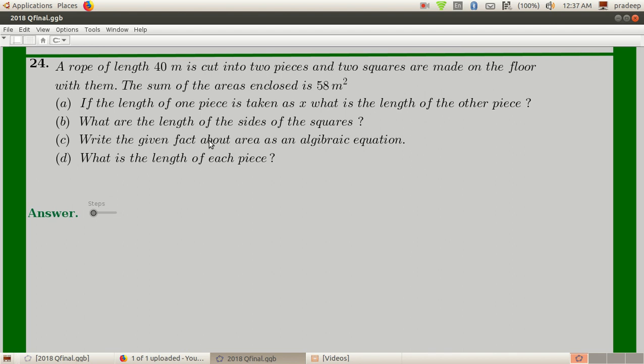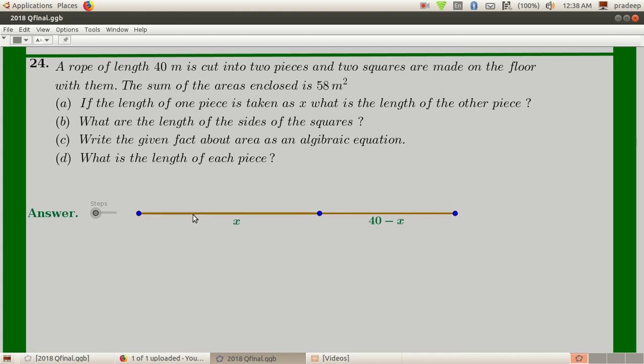The other three, as I said before, are hints to help you, because the answers to these three questions are the inevitable steps to answer the last question. Therefore, let us begin. The length of the rope is 40 meters. In the first question, if one part is taken as x, what is the length of the other part? In the total length 40, if one part is taken as 10, the other part is 40 minus 10. Therefore, if one part is taken as x, the other part is 40 minus x.